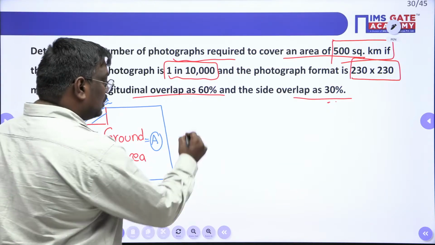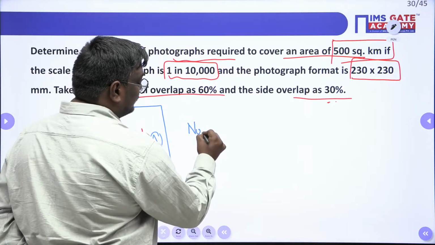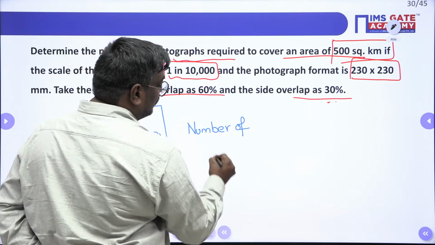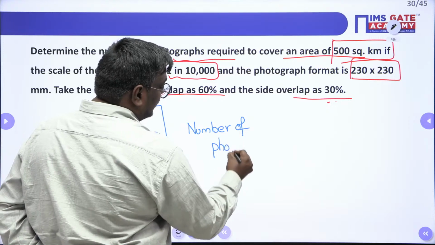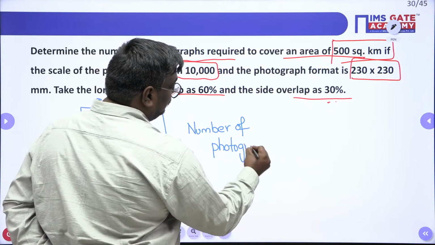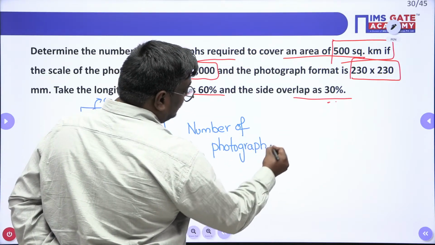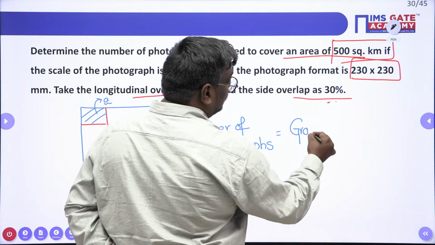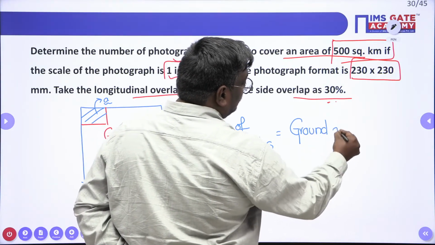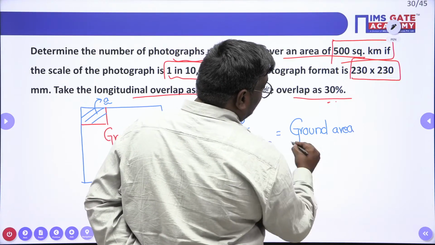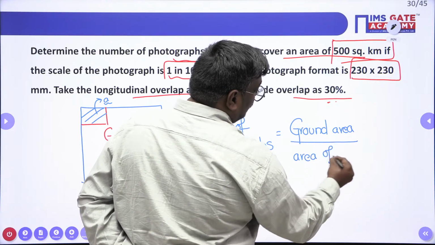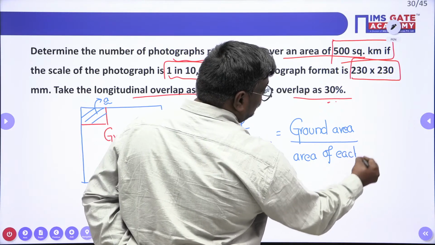So when I talk here, what is the number of photographs? The number of photographs can be taken as ground area upon area of each photo.